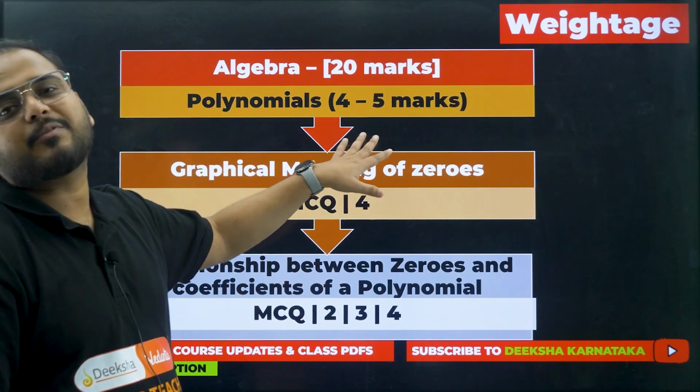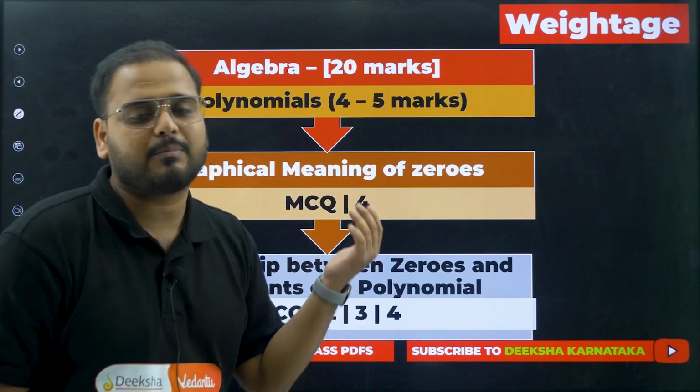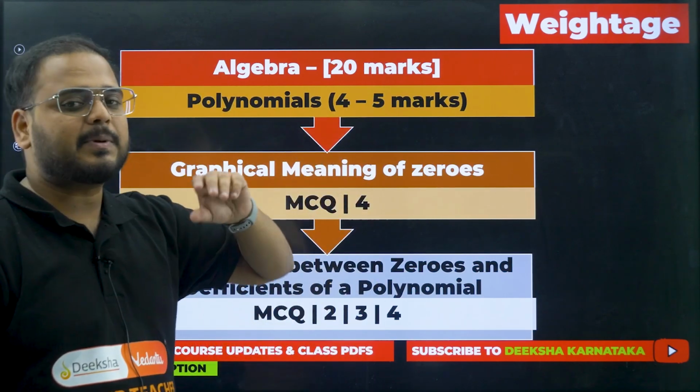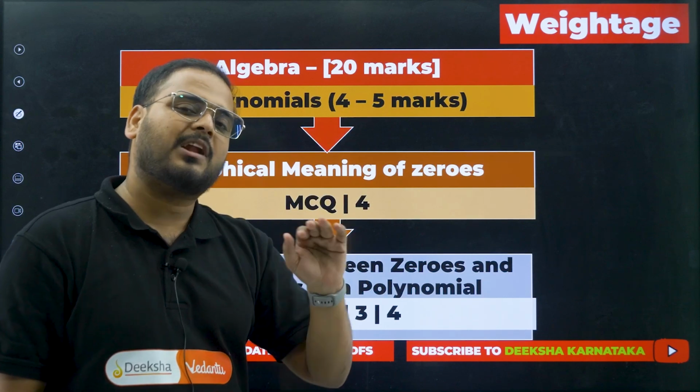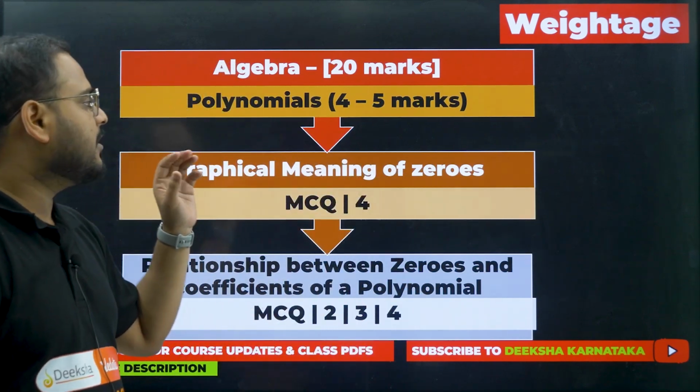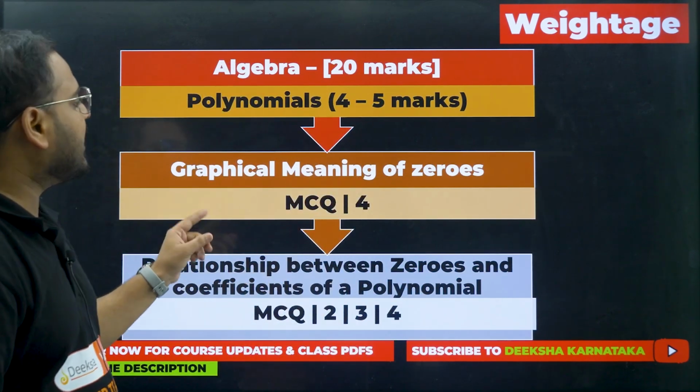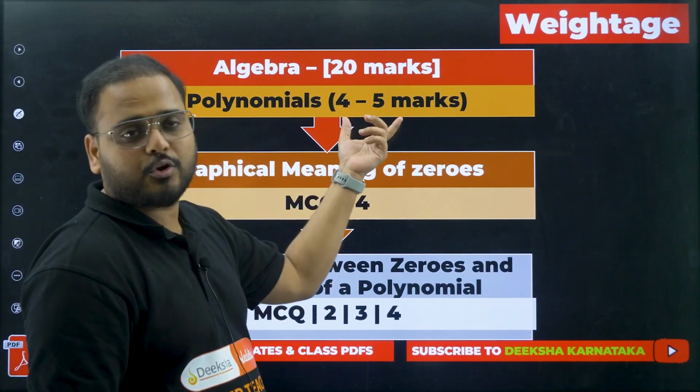You can expect 4 to 5 marks coming from this chapter. It can be more, it can be less. It's not a fixed number. We are just expecting 4 to 5 marks on an average they can ask from this chapter in your board examination. So if you see polynomials, we have 4 to 5 weightage.